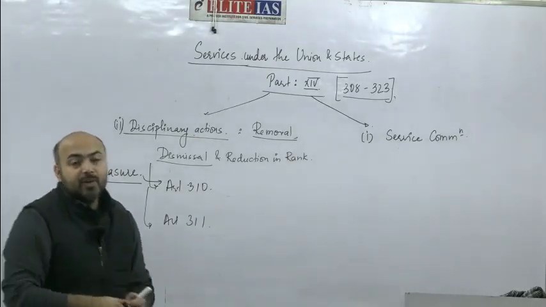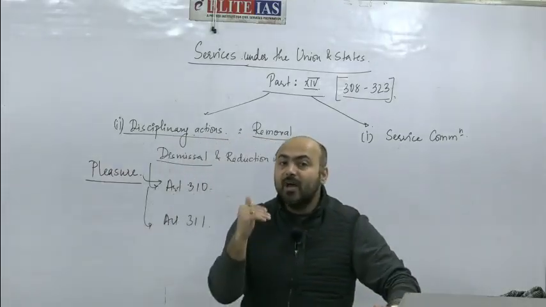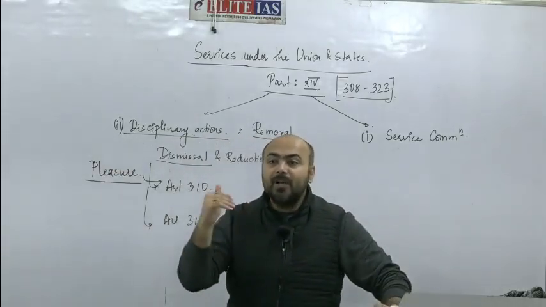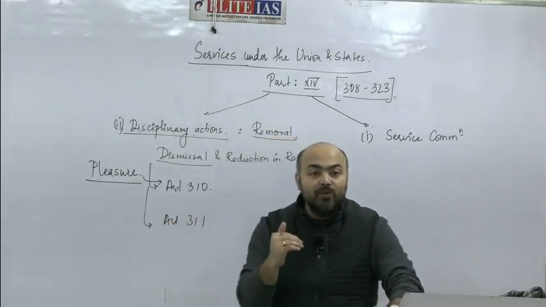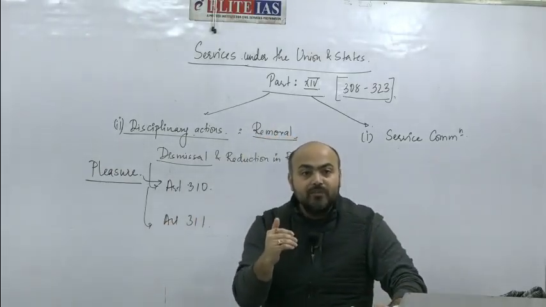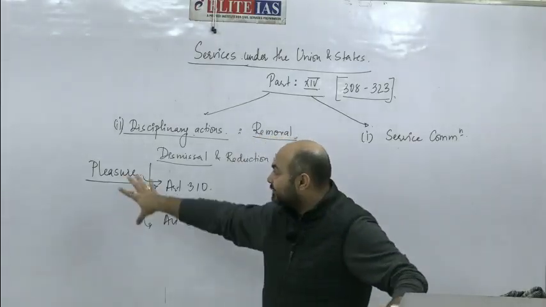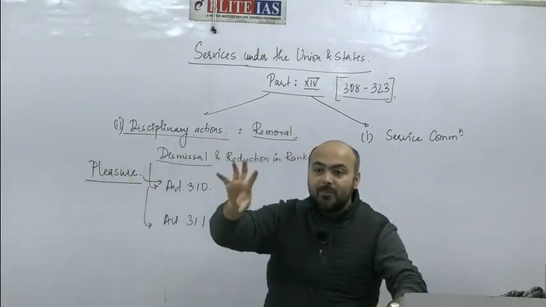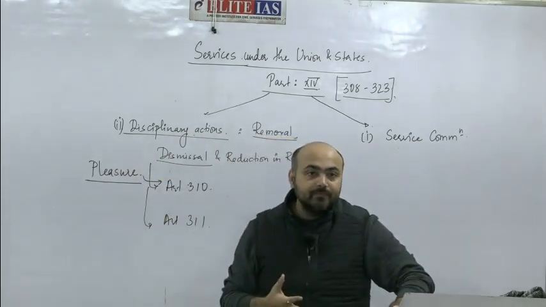But those individuals who are working in civil capacity, some of them work under the pleasure of the president or the governor. So when we talk about removal of these civil servants, because they are working on the pleasure principle, they are to be removed accordingly. Clear?